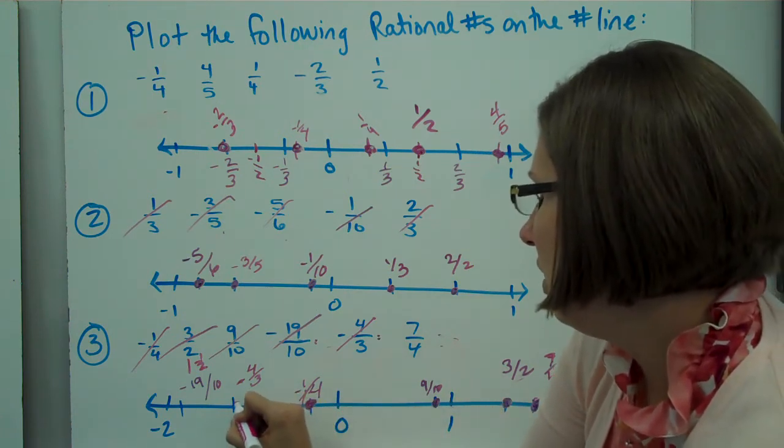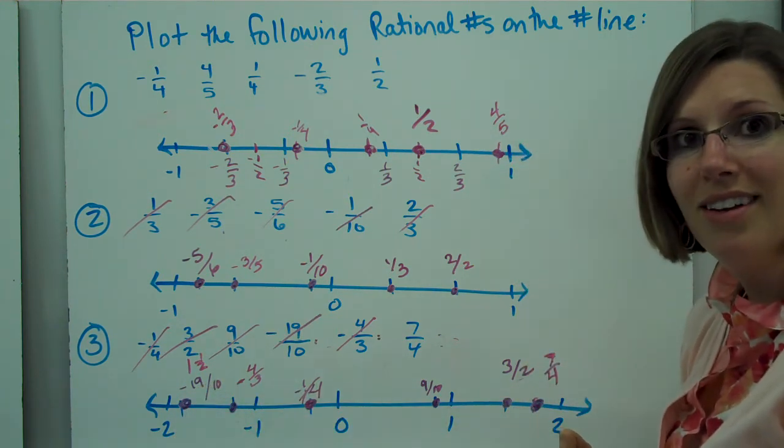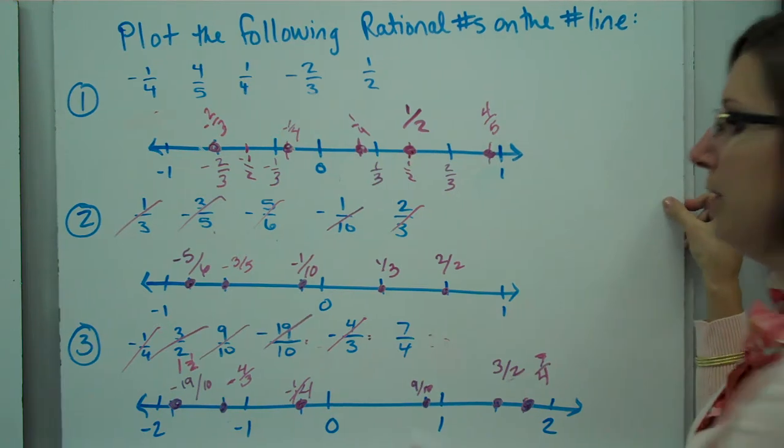So -4/3, -19/10. All right, looks good. Let's try some absolute value.